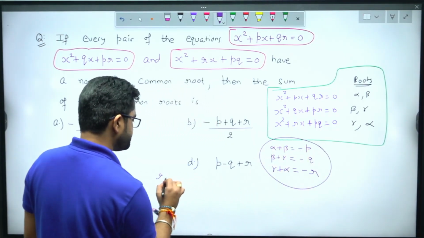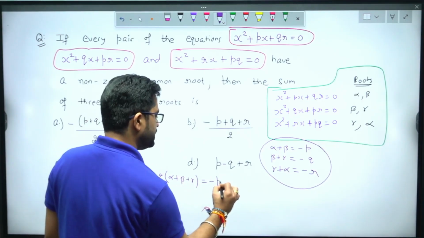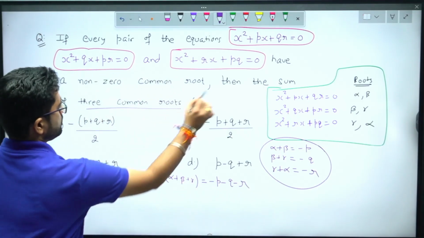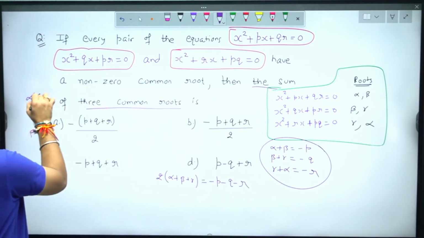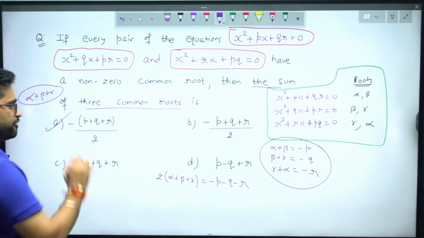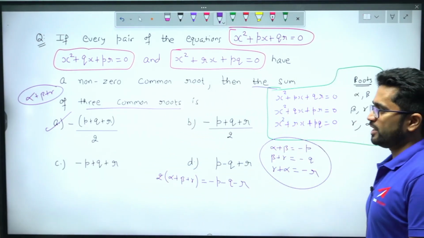2 times of alpha plus beta plus gamma as what? Minus p minus q minus r. So guys, what is the value of alpha plus beta plus gamma? Yes, it comes out to be minus half of p plus q plus r. Very easy one. Okay. So we are going as per the demand.